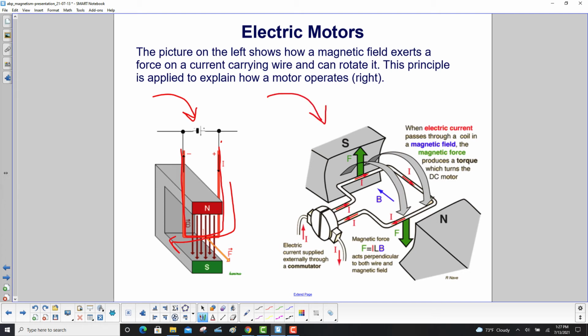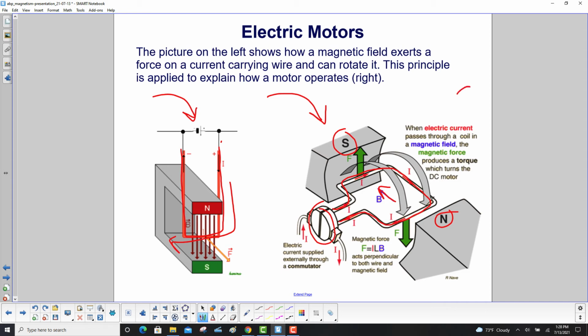Let's see, we have a big magnet here, north and south pole. Magnetic field is in this direction. And we supply current, electric current, externally through a commutator. That's what we call this. Current goes around in this loop. So now what do we have? We have a current-carrying wire inside a magnetic field.